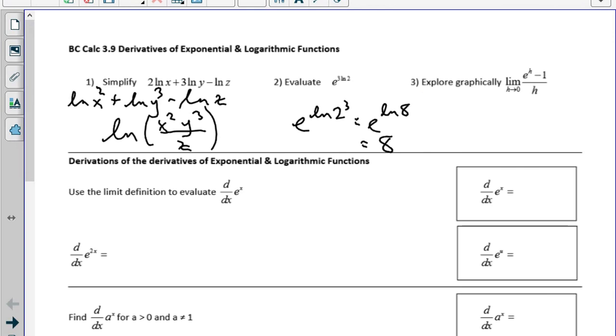Here are the answers to the first two. So the first one ends up being natural log of x squared y cubed over z, and the second one ends up being 8 after you do a little bit of simplifying. Now in number 3, what we're going to talk about is what actually happens when you take the limit as h approaches 0 of e to the h minus 1 over h, and that becomes important as we move along.